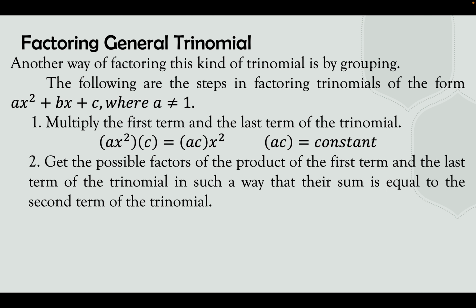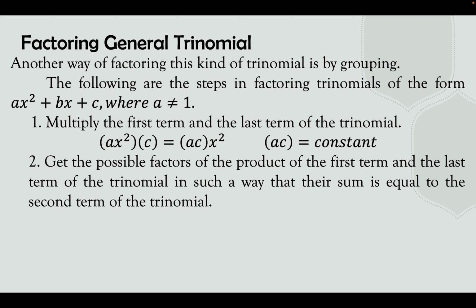Now, let's focus on another way of factoring this kind of trinomial, which is by grouping. The following are the steps in factoring trinomials of the form ax squared plus bx plus c where your a is not equal to 1. First step, you need to multiply the first term and the last term of the trinomial, that is ax squared and c, where you have ac x squared. Your ac now is your constant value there.